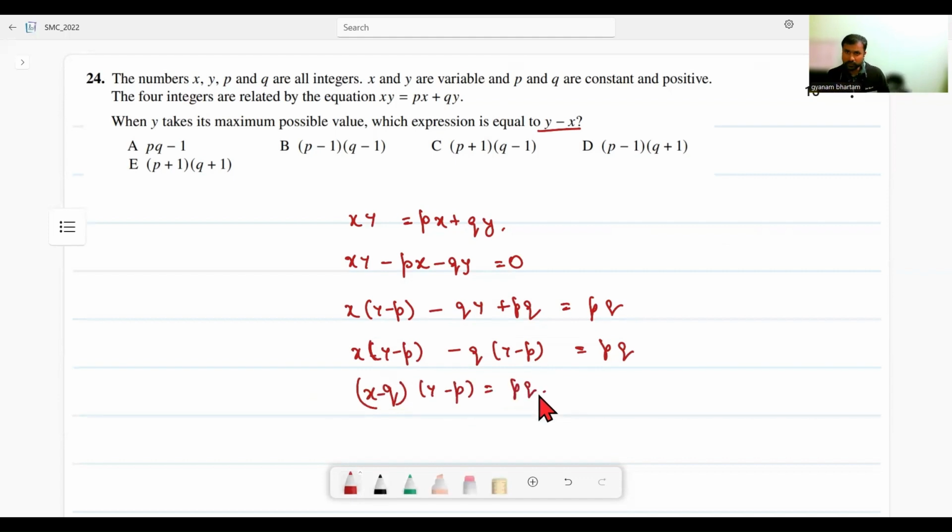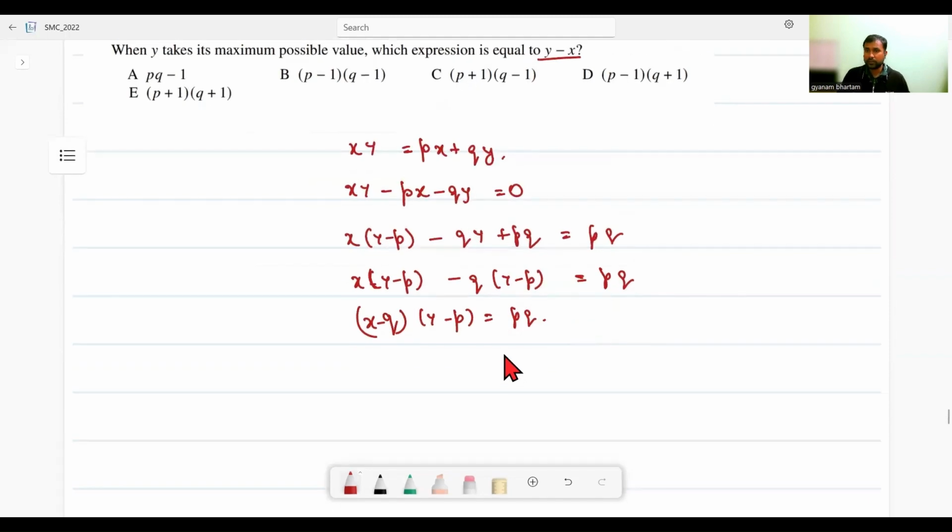This type of factorization is like a hyperbolic curve, simple in Diophantine equations, when we have integer solutions. Now, if you want to maximize the y value, we have to assign all of pq to y, because we can write x minus q equal to 1 and y minus p equal to pq.